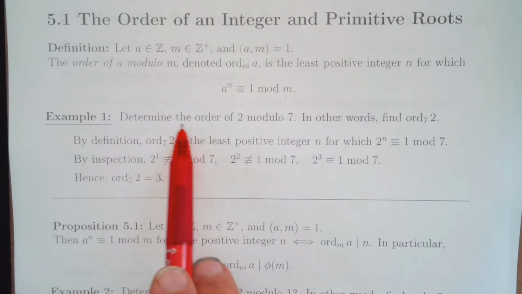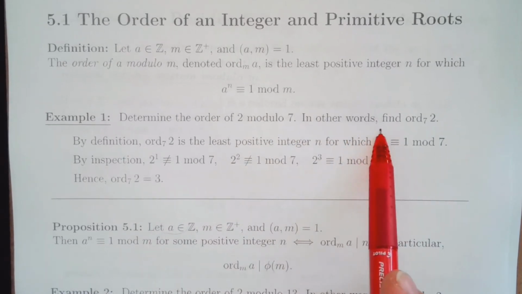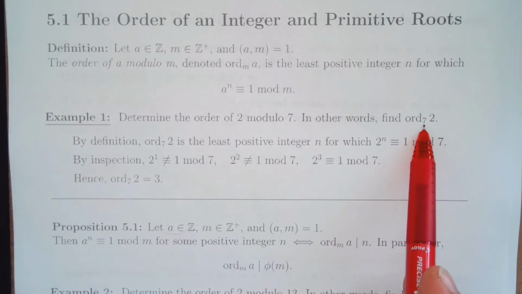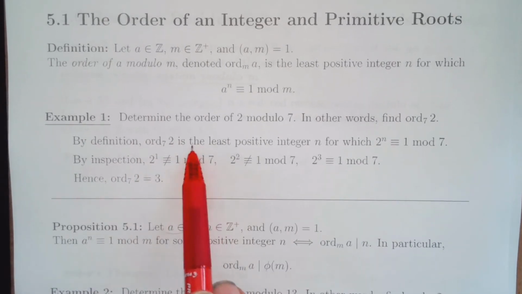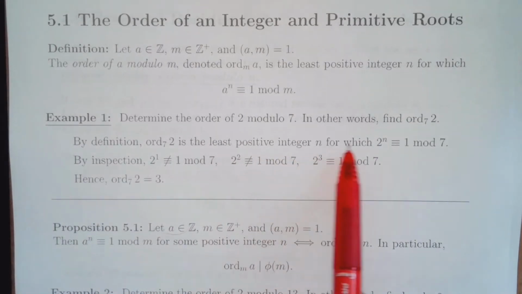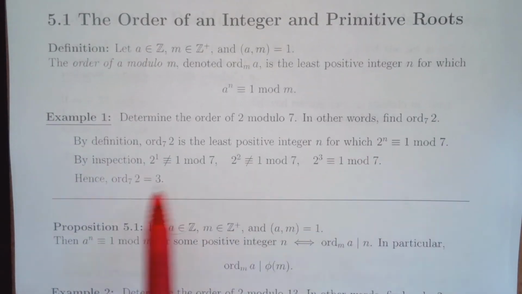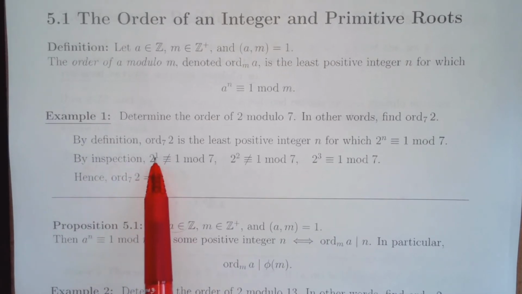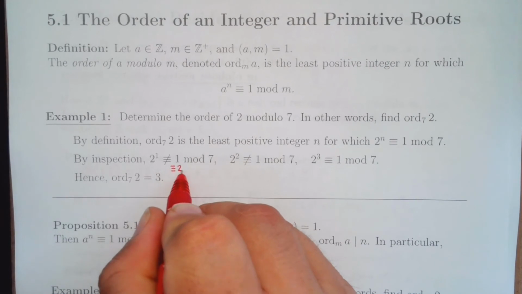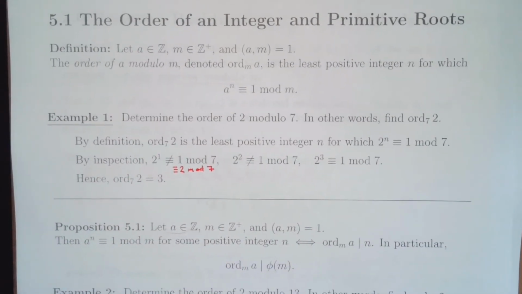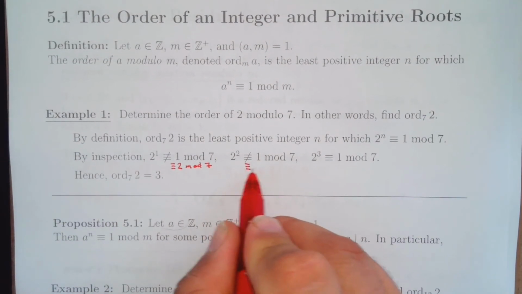Example 1. Determine the order of 2 modulo 7. In other words, we want to find the order of 2 modulo 7. By definition, the order of 2 modulo 7 is the least positive integer n for which 2 to the nth power is equivalent to 1 mod 7. By inspection, we know that 2 to the first power is not 1 mod 7. It would be equivalent to 2 mod 7. And we know that 2 to the second power is not equivalent to 1 mod 7.